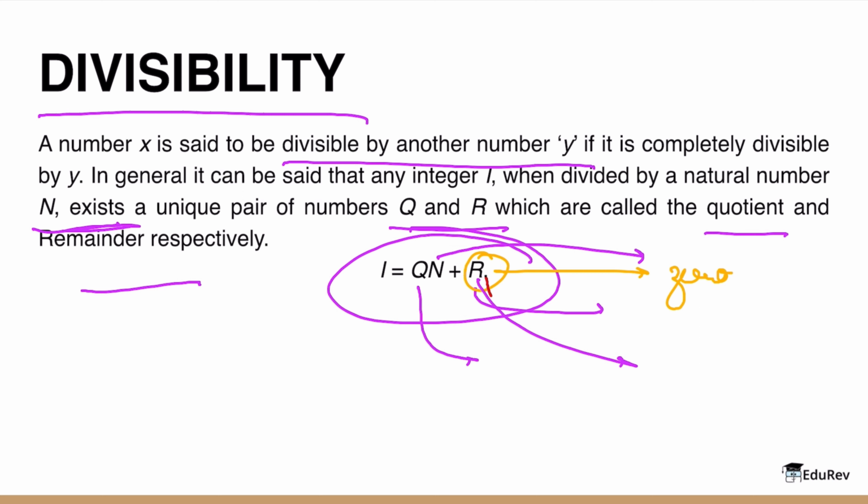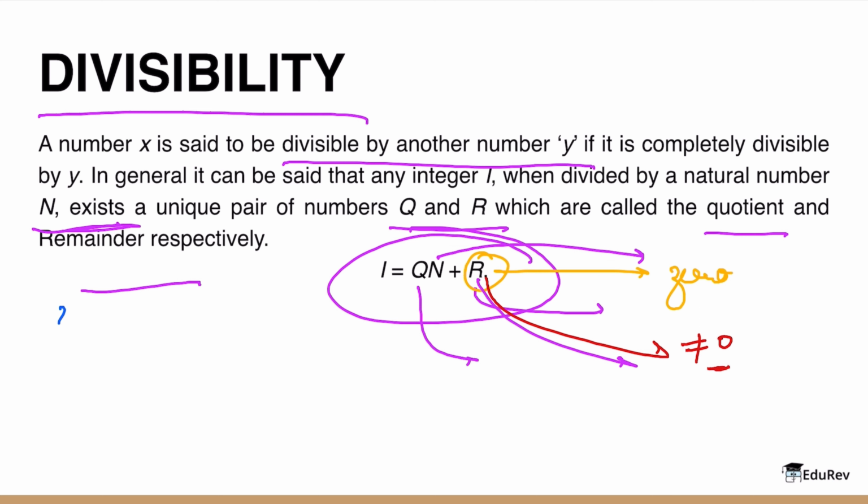But suppose my r is not equal to 0. Let me change the color. So if r is not equal to 0, in that case what's going to happen? I would say that number I is divisible by n with a remainder, and that remainder can be anything given that I and n can be anything. So that remainder can also be anything. Thus, for example, if I explain you with an example.